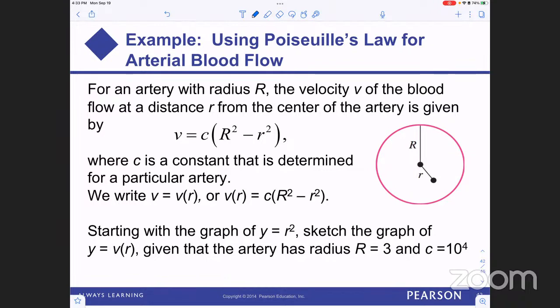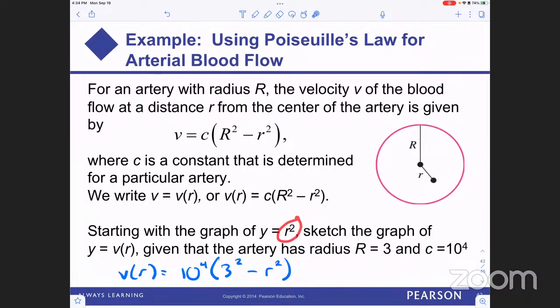So then we want to consider v of r. It says that the radius is 3 and our c is 10 to the 4. So we're going to have 10 to the 4 times 3 squared minus r squared. Okay. So it says starting with r squared, right? So r squared would be a parabola, a U-shaped curve.